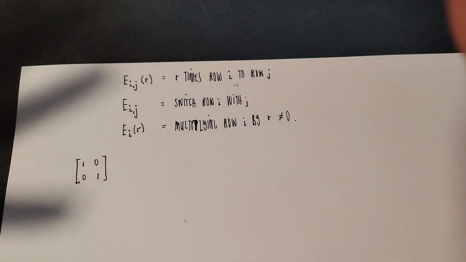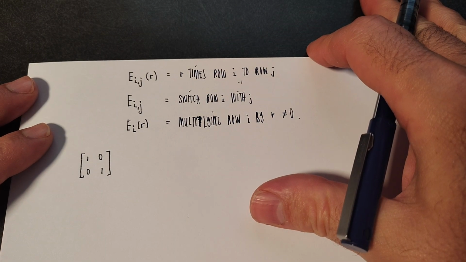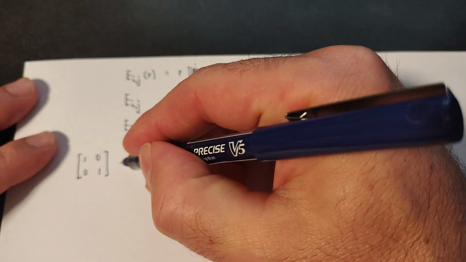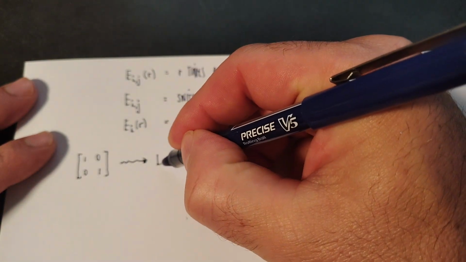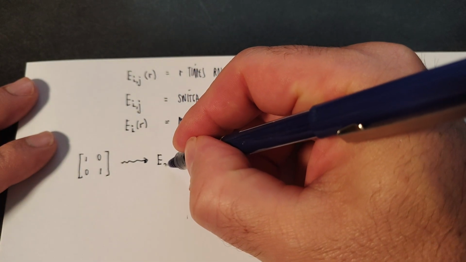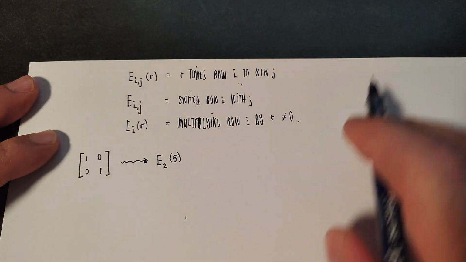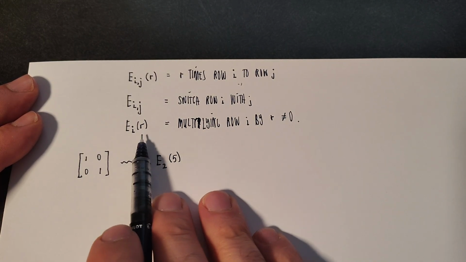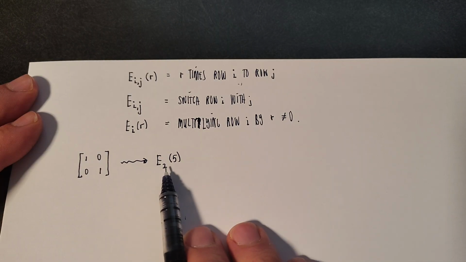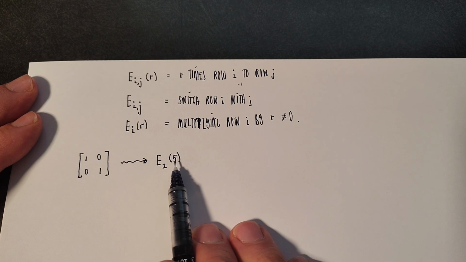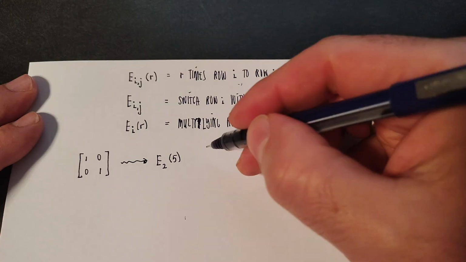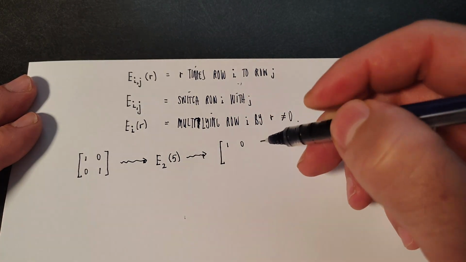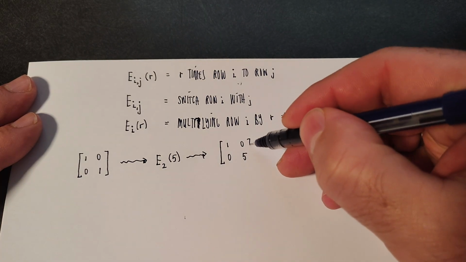And so we can hypothetically say, all right, let's follow the notes, E2 of 5b, right? So here it corresponds to this operation here. We're going to multiply row 2 by the value 5, okay? So that is going to give us 1, 0, 0, and then 5 now, okay?